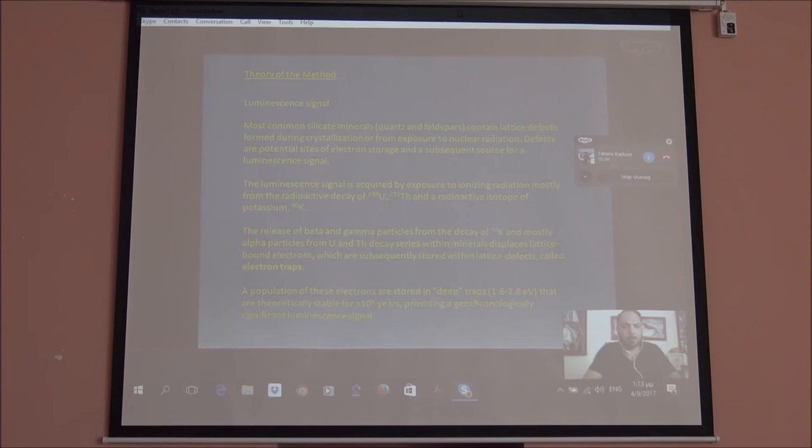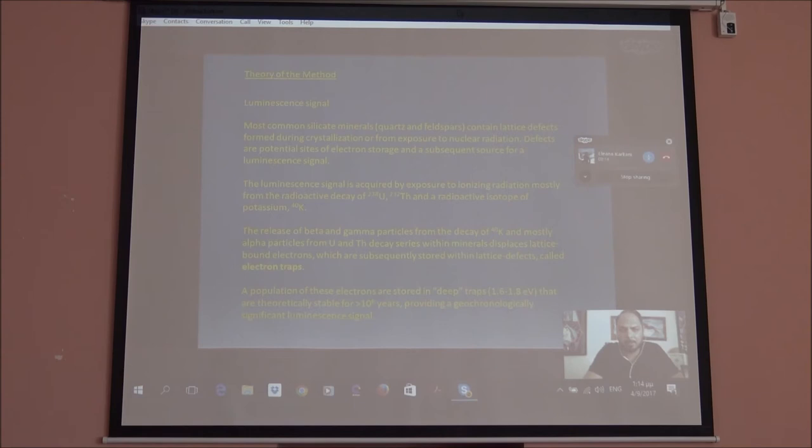The release of beta and gamma particles from the decay of potassium-40 and mostly alpha particles from uranium and thorium decay series within minerals displaces lattice-bound electrons, which are subsequently stored within lattice defects called electron traps. A population of these electrons are stored in deep traps that are theoretically stable for more than 1 million years, providing a geochronologically significant luminescence signal.